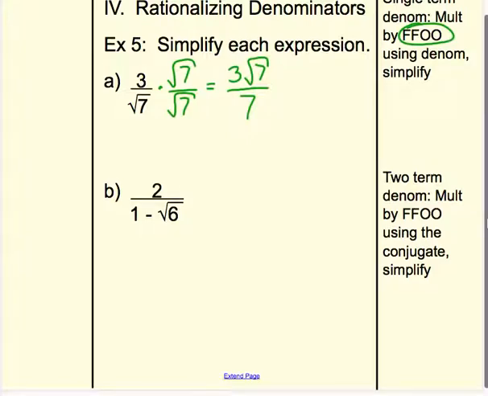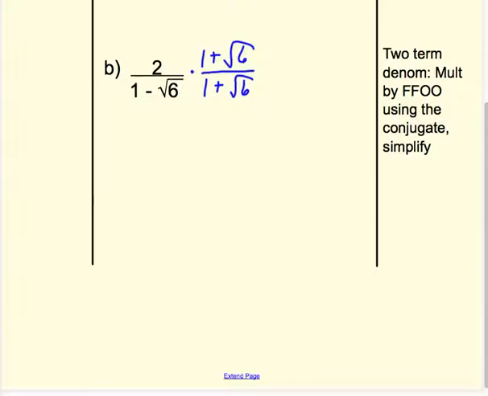So my 1 is going to stay as a positive 1, but I'm going to change that to a positive square root of 6. Now this would also work if you changed the 1 to a negative and did negative 1 minus the square root of 6. I think it's a little easier to work with positive, so I'd recommend going this route.